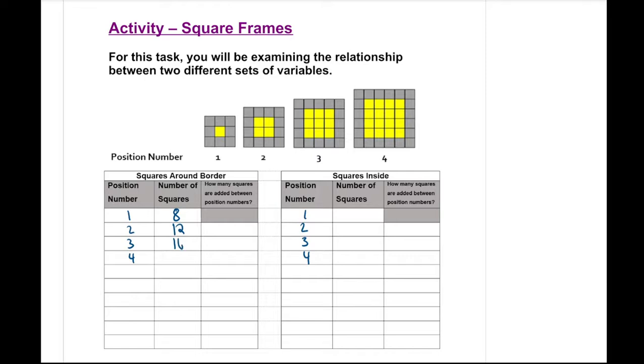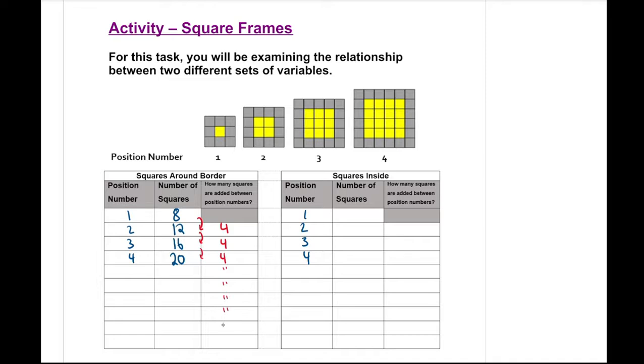And we're starting to see a pattern here. You might see a pattern here. I'm going to go ahead and assume that the next one is 20, based on the pattern that I'm seeing. If you can't quite see the pattern, again, this is where the third column can come into play. How many squares are being added between position numbers? So what are we increasing by? We're increasing by 4, increasing by 4, increasing by 4.